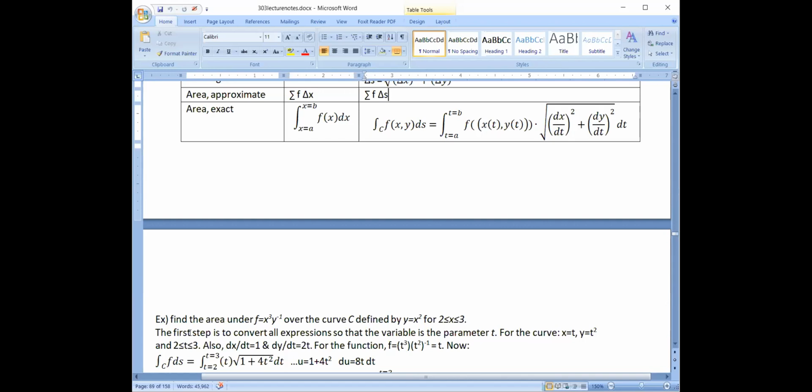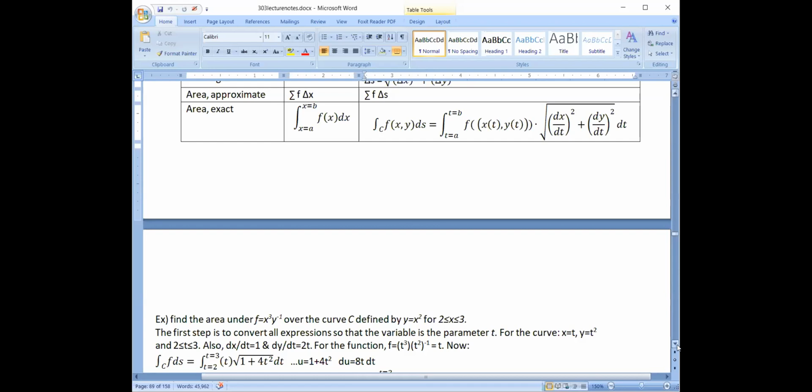So it's the integral as t goes from 2 to 3. The function is now t, and ds is the square root of 1 squared, which is 1, plus 2t squared, which is 4t squared, and then all of that dt. Now we've finally set it up, and we're back in single variable calculus, we just have to calculate the integral. To do this, it's a simple substitution: u equals 1 plus 4t squared, du equals 8t dt, and then the integral can work itself out.